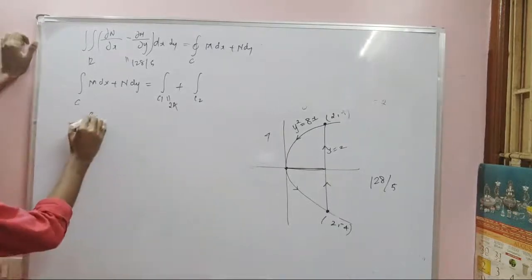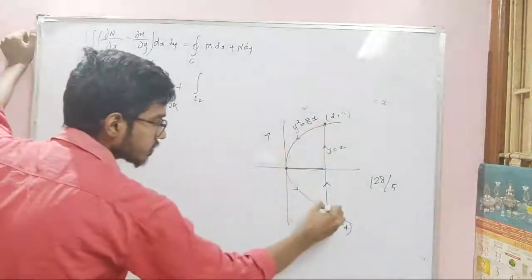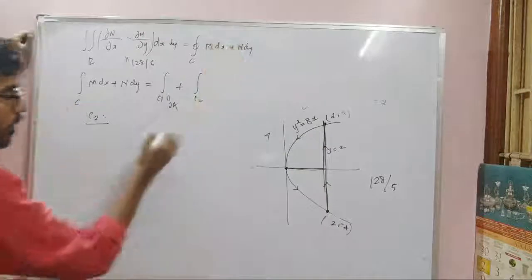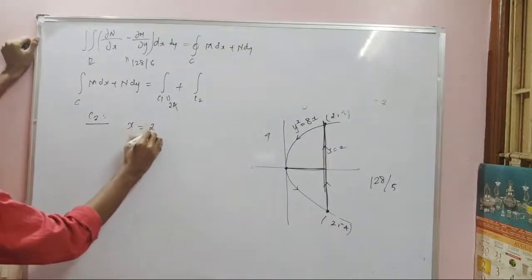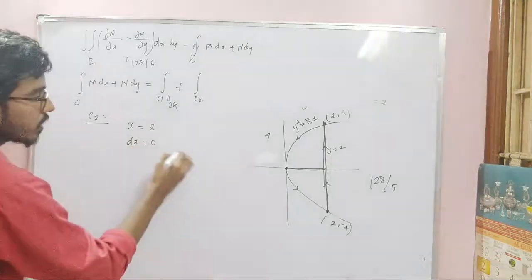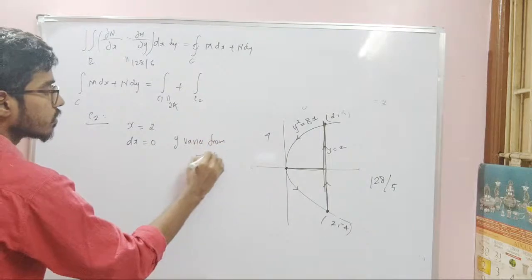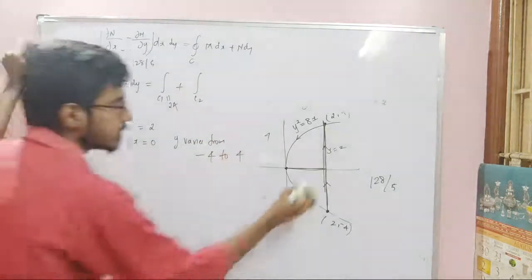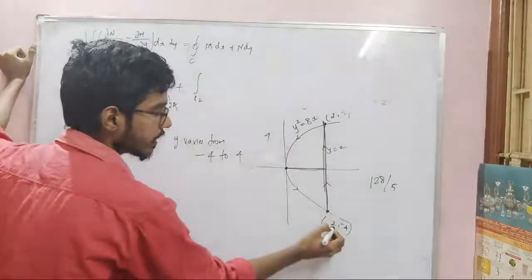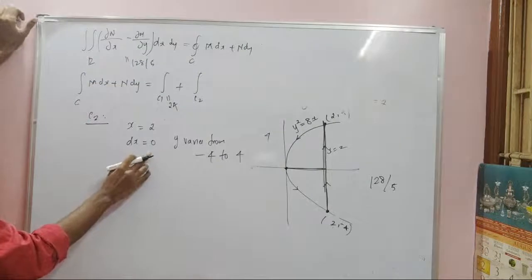So for C2, you can see the path is from y to y. For C2, x is equal to 2, that means dx is equal to 0. Y varies from minus 4 to 4. You can see x is 2 here, y varies from minus 4 to 4. That means dx is equal to 0.